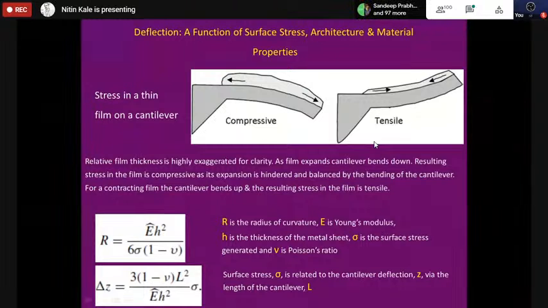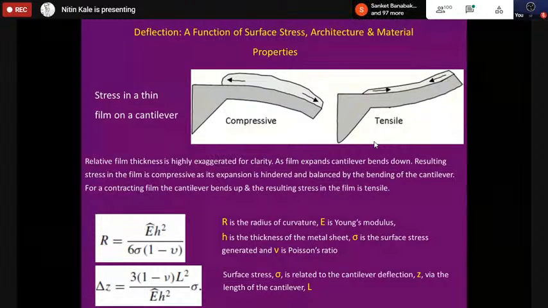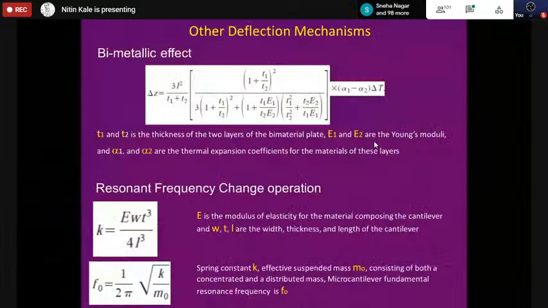Similarly, this deflection is again a function of the material properties, let's say the Poisson ratio, and the length, for example, which is a geometrical parameter. And it is proportional to the surface stress. So if you know the deflection and you know all these properties of your device, then you can know the surface stress because of the antigen-antibody interaction.